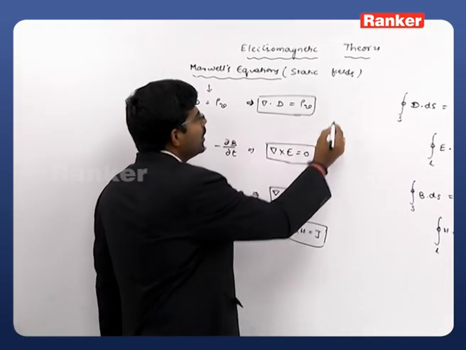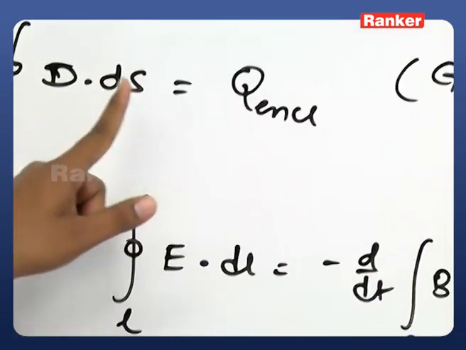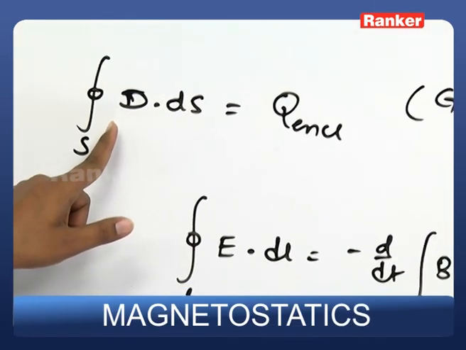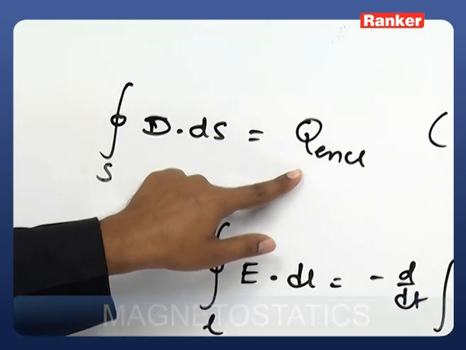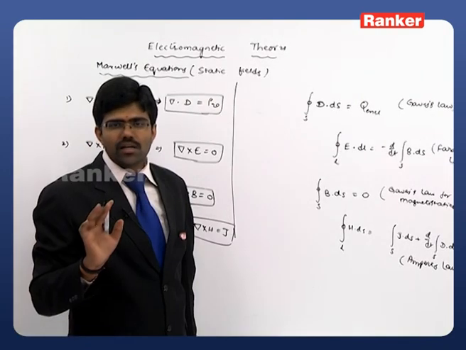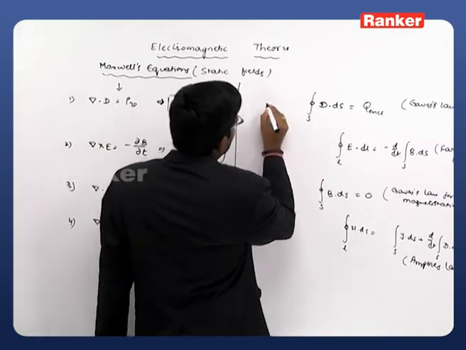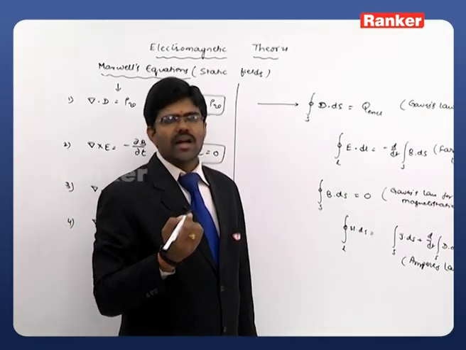In the same way, if you write our integral form of equations, here we have the surface integral of D dot dS is equal to Q enclosed. Do you find any time varying term there? No. So simply this equation will be unaltered. Don't change any term in this equation. This is said to be the integral form of our Gauss law for static fields.